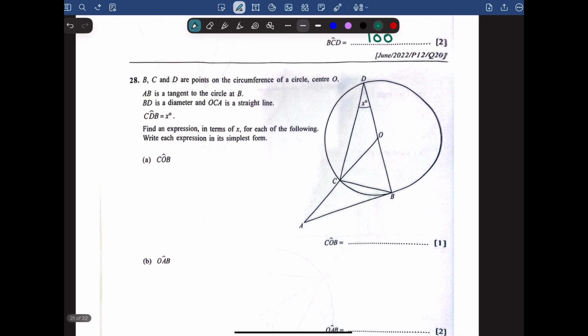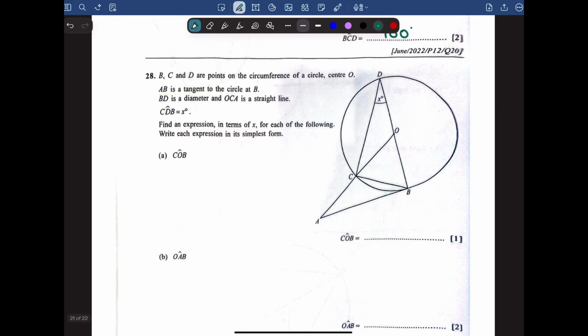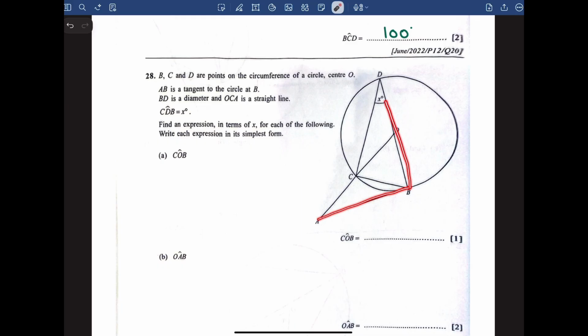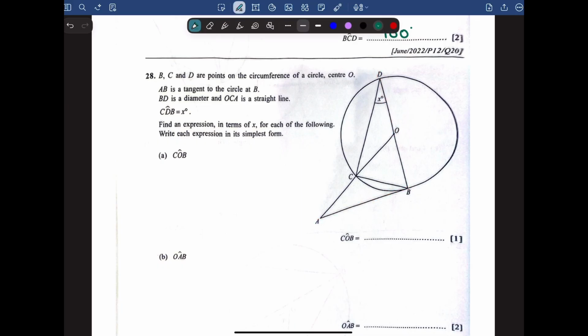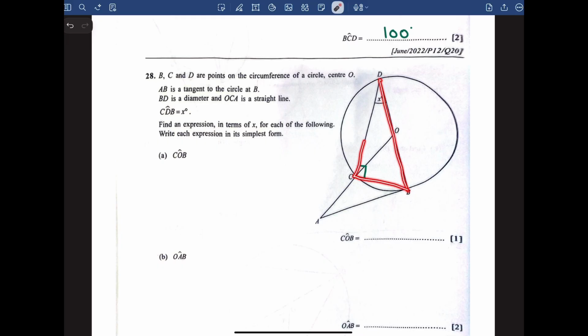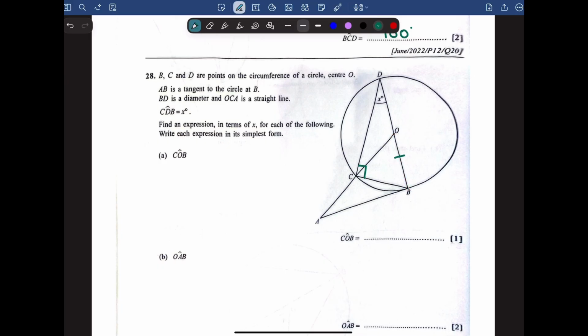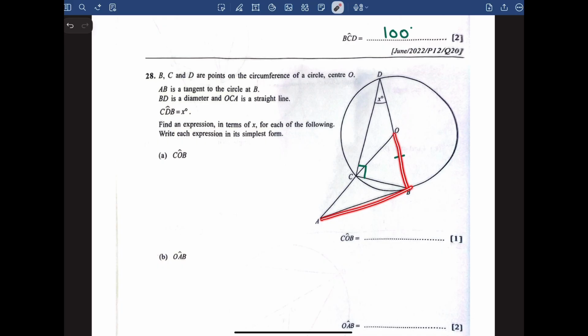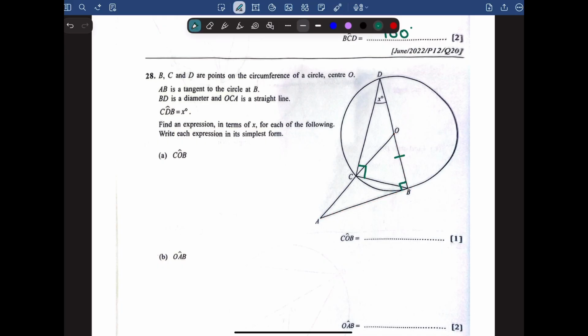Okay, question number 28. B, C, and D are points on the circumference of a circle. AB is tangent to the circle at B. BD is the diameter. So if BD is the diameter, this would be 90, right? The angle made in the semicircle is 90 degrees. And since this is the center, this would also be the radius of the circle, right? So the radius and the tangent meet at 90 degrees as well. So let's mark this as 90 as well.